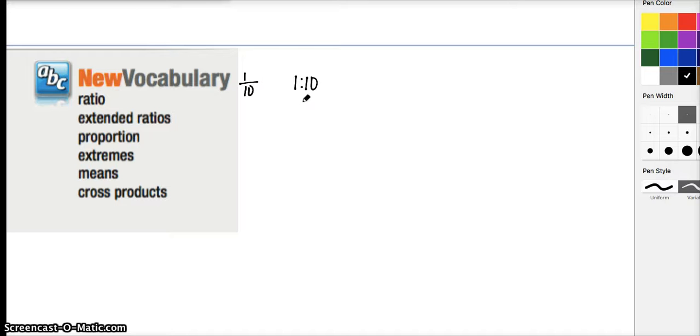So look at this. These are different ways of writing ratios. Ratio is just a way to compare two numbers, right? So that's a ratio, a comparison. Then we have extended ratios.